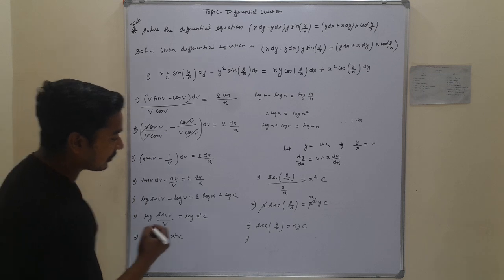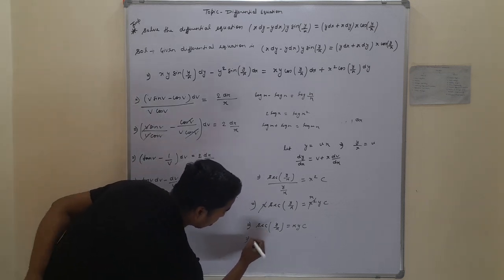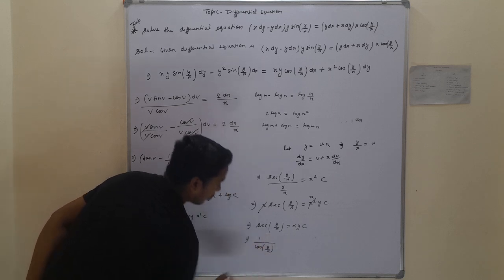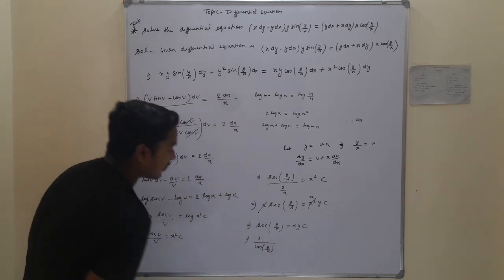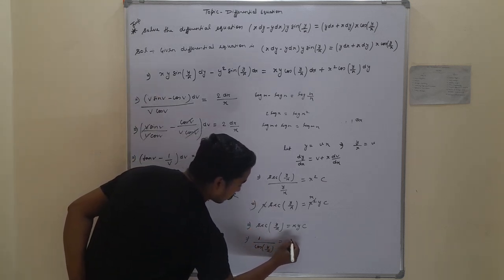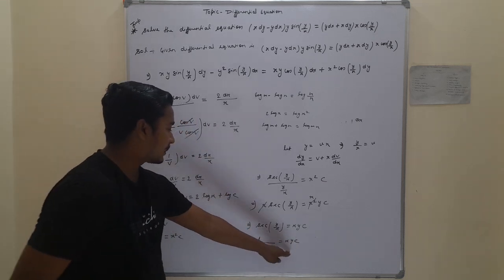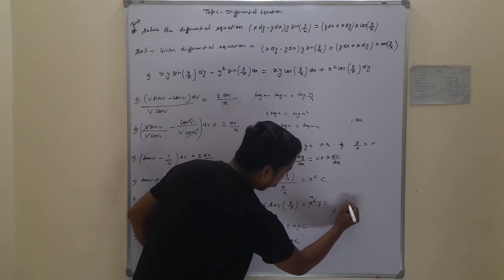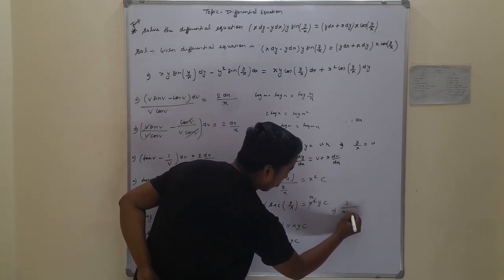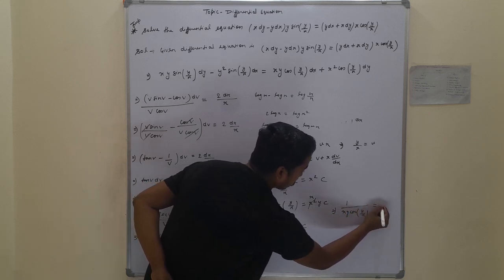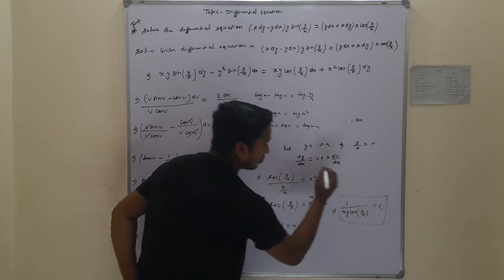And we can also write sec as 1 by cos of y by x, is equal to xy into c. Xy is multiplying here. We can also write 1 upon xy cos of y by x is equal to c. This is the required solution of the given problem.